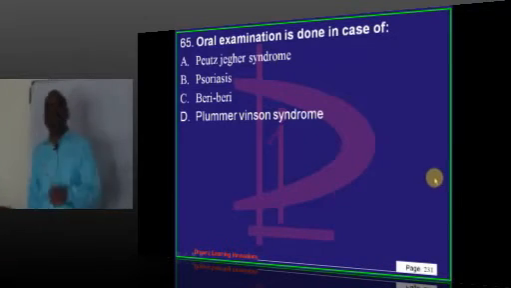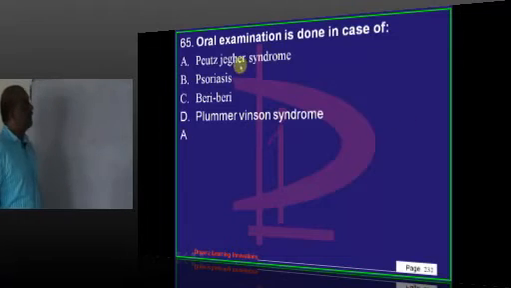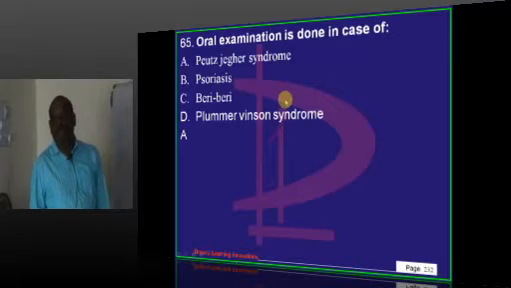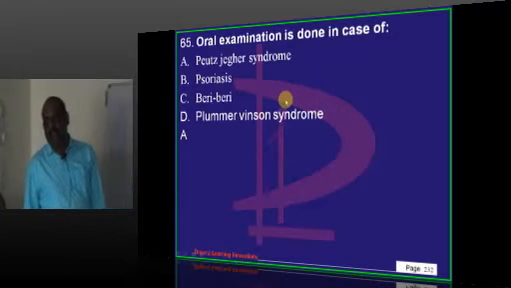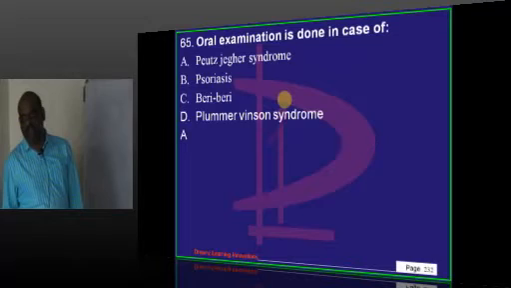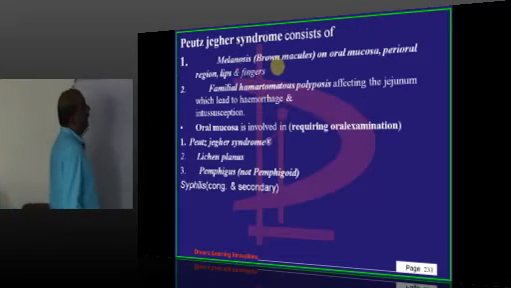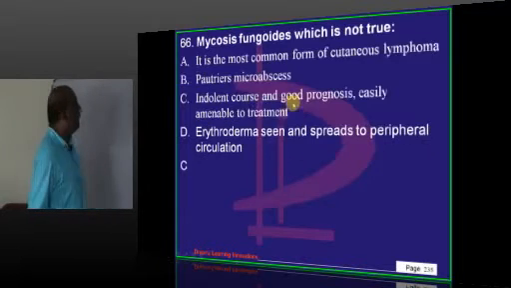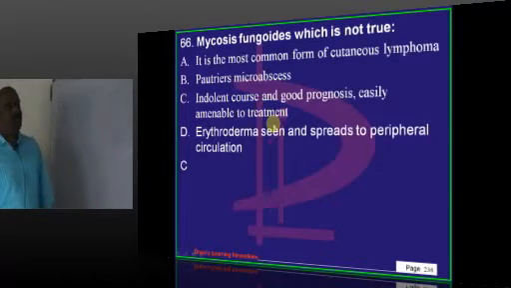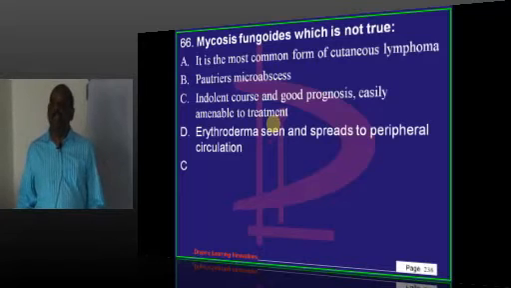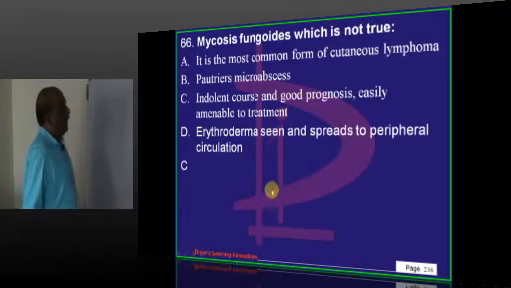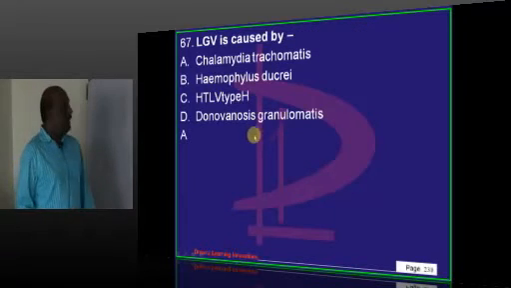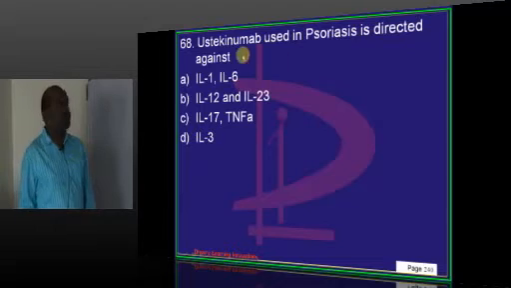Where do you do oral examination is a very important question. Peutz-Jeghers, classically you have got the iron deficiency, esophageal webs, etc. So then, mycosis fungoides. What is not a true statement? Mycosis fungoides is a serious diagnosis. Cutaneous T-cell lymphoma. So it doesn't carry a good but a poor prognosis. LGV is caused by Chlamydia trachomatis.